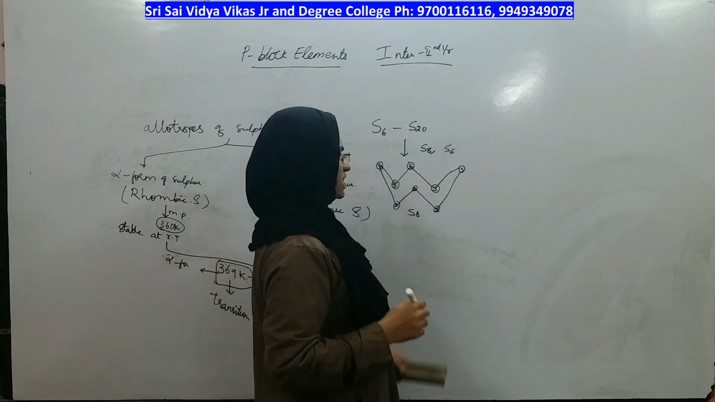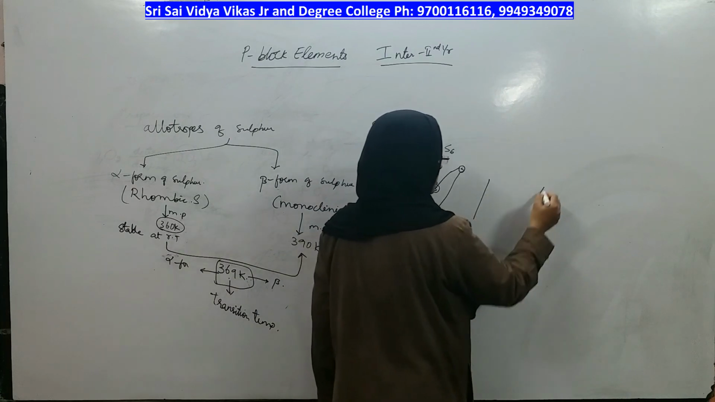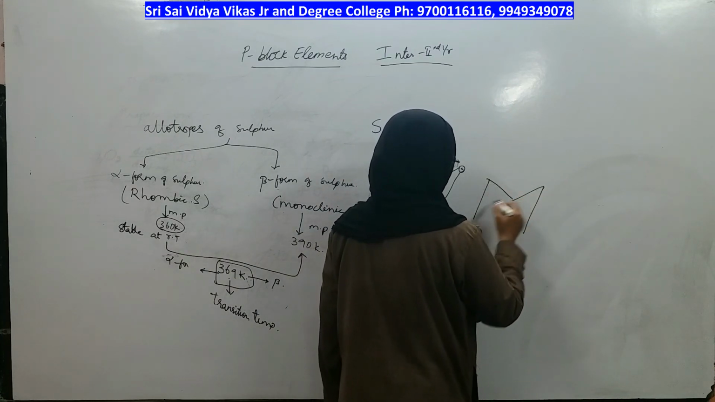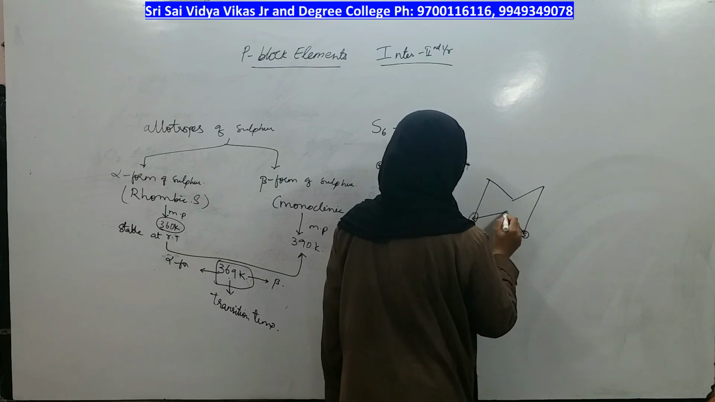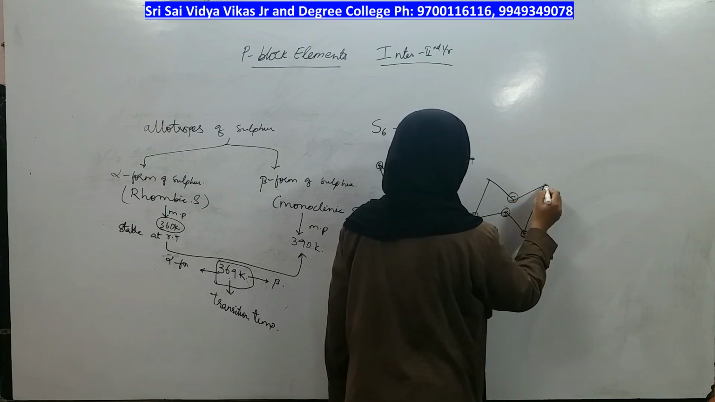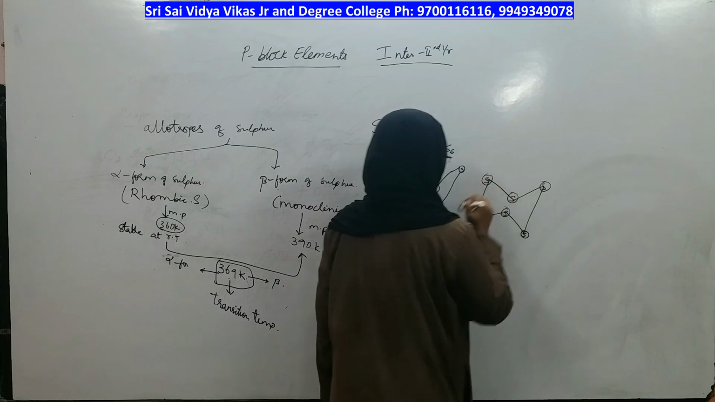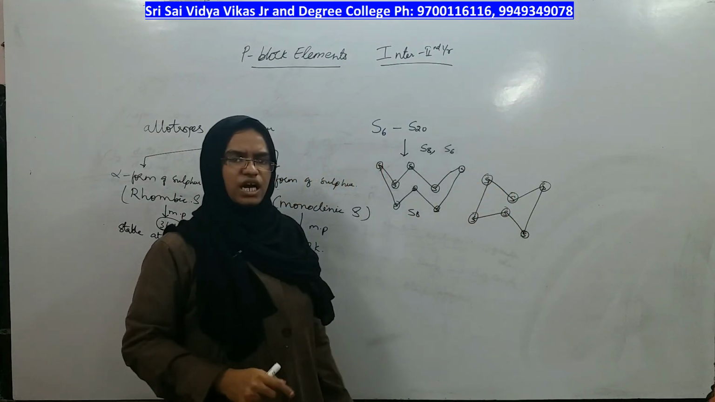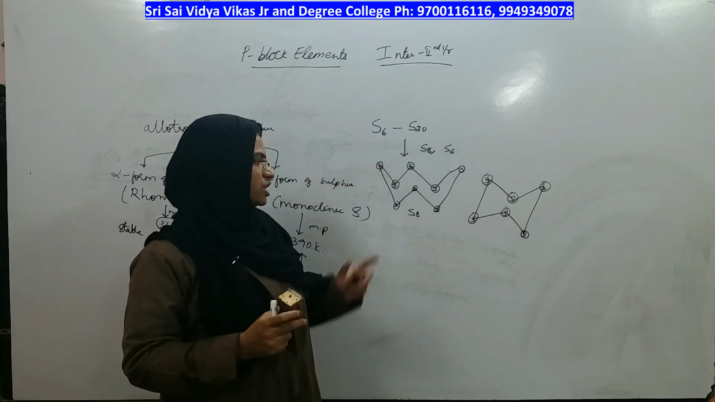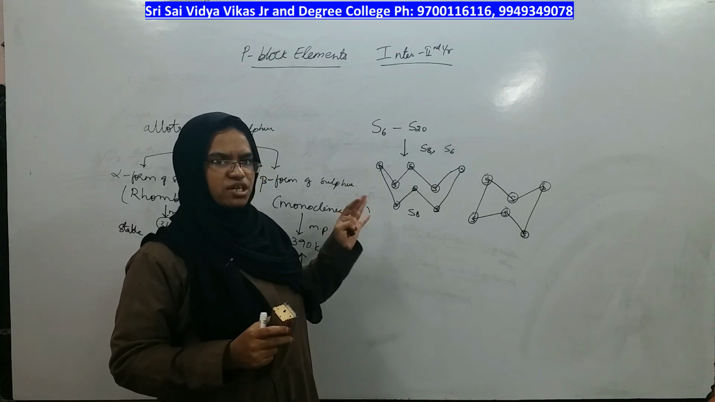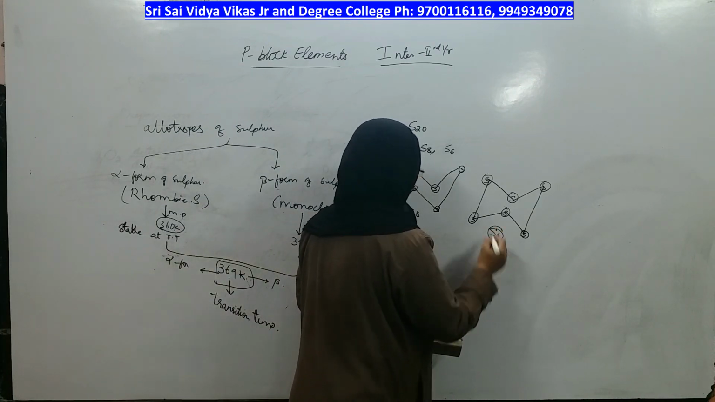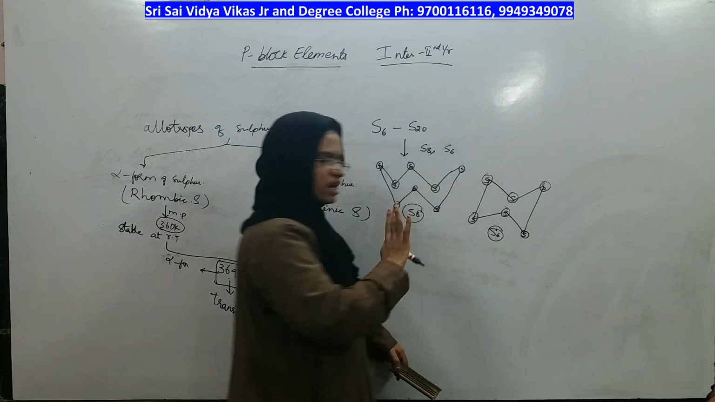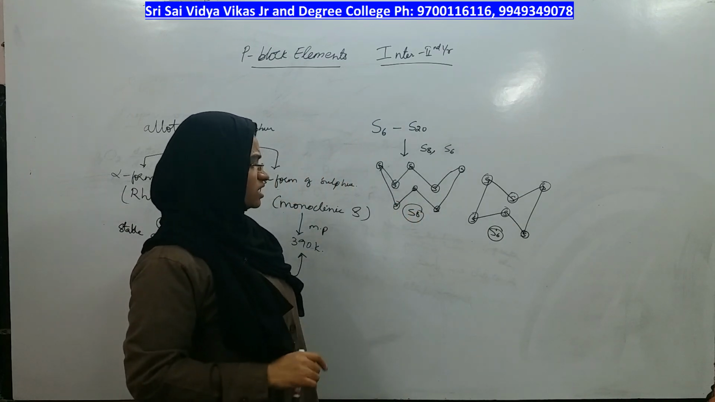What is the shape of S6? It is just like the chair conformation. Sulfur, sulfur, sulfur, sulfur, sulfur and sulfur. Both the rings are puckered rings in order to avoid any strain in the molecule. One is the S8 allotrope, another is S6, right? These two are isolated.